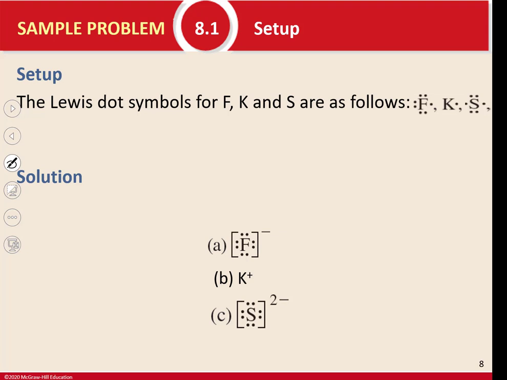So any questions about how to draw the Lewis dot symbol for an element or a monatomic ion? Do you remember what I mean by monatomic? What does monatomic ion mean? Not polyatomic. It means the ion is made of how many atoms? 1, right? So these are all monatomic ions because they're ions, but they only have 1 atom.